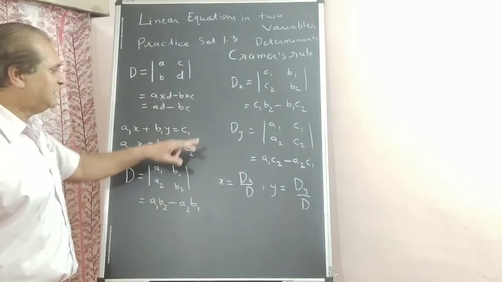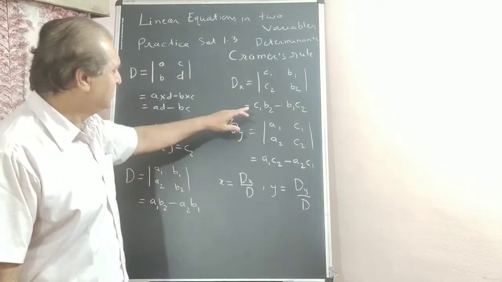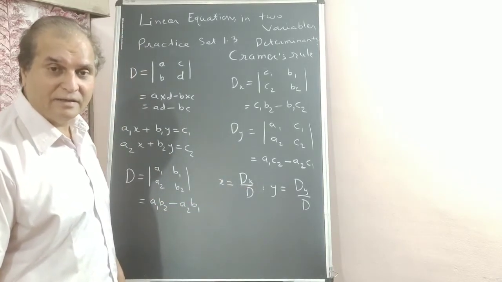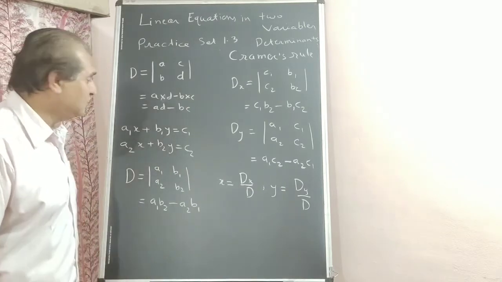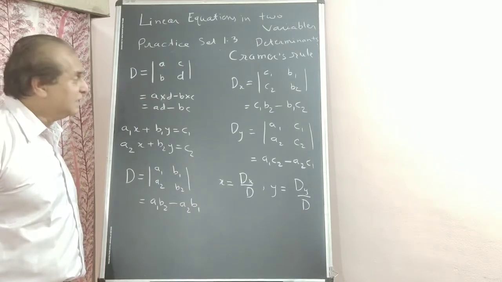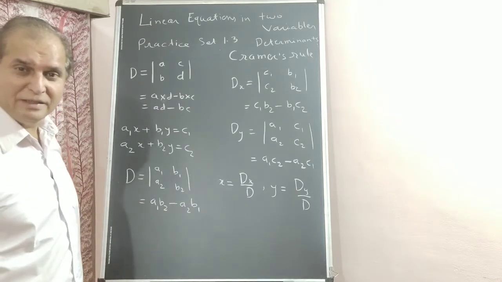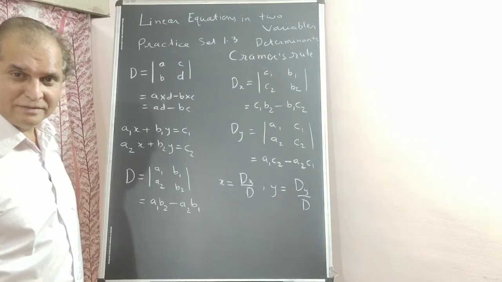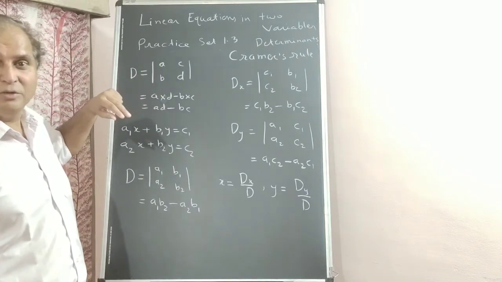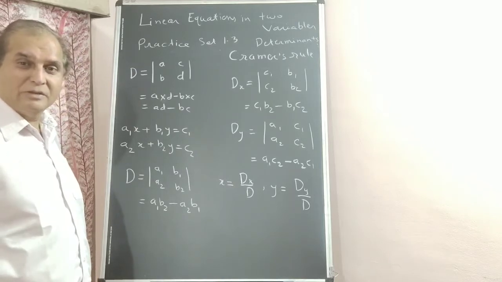Once you get D, Dx, Dy, then x equal to Dx upon D, this answer upon this answer. Y equal to Dy upon D. That will be the answer. This way you solve a sum using Cramer's rule. Understood? Very important and very easy. Don't change the sign also. This into this minus this into this. If you do plus, you will go wrong. Understood Cramer's rule?